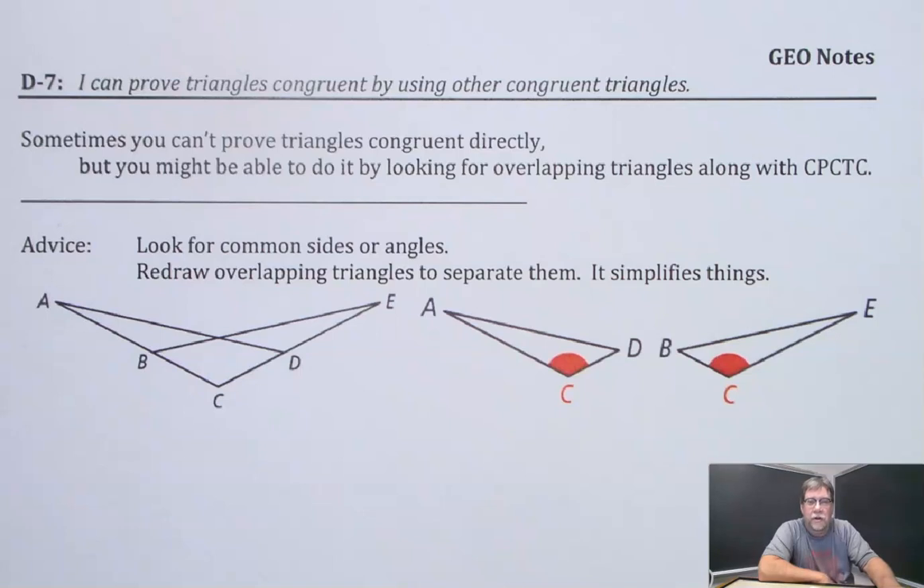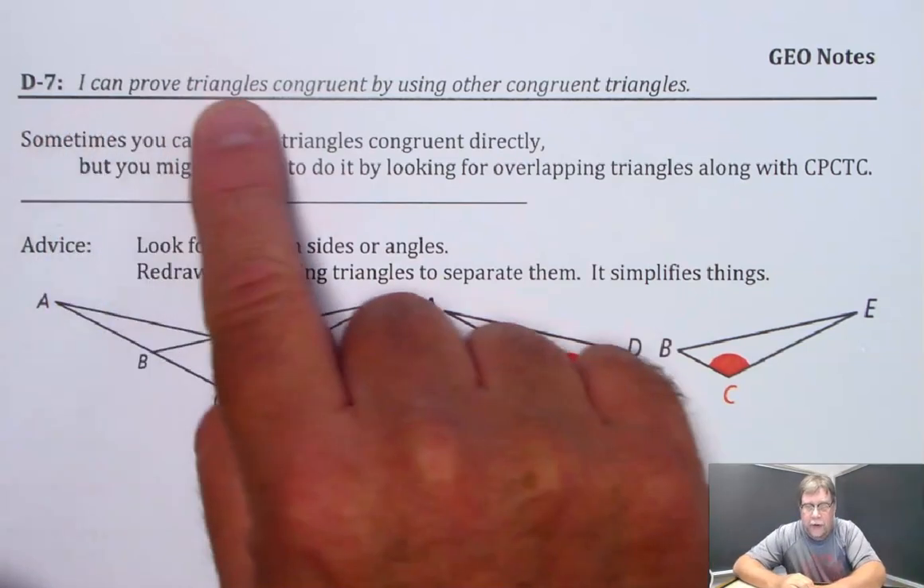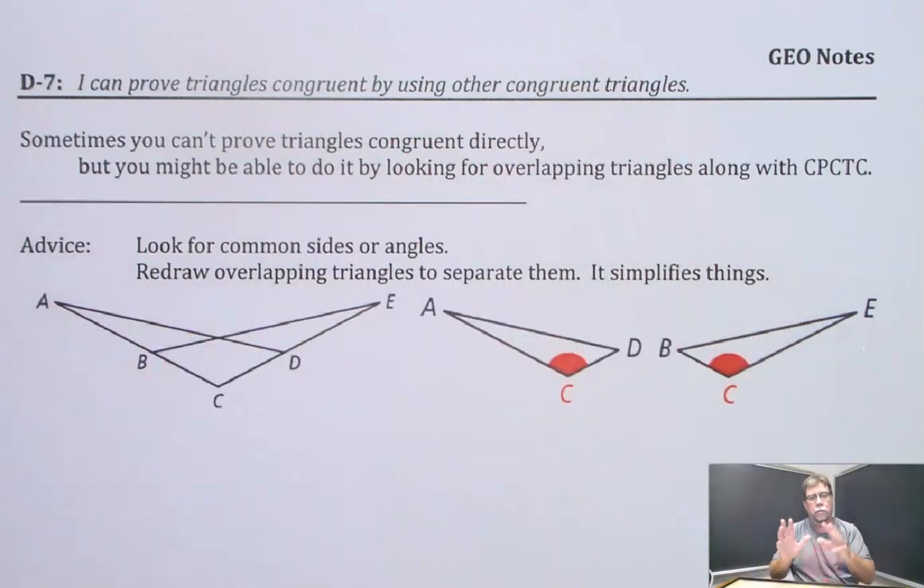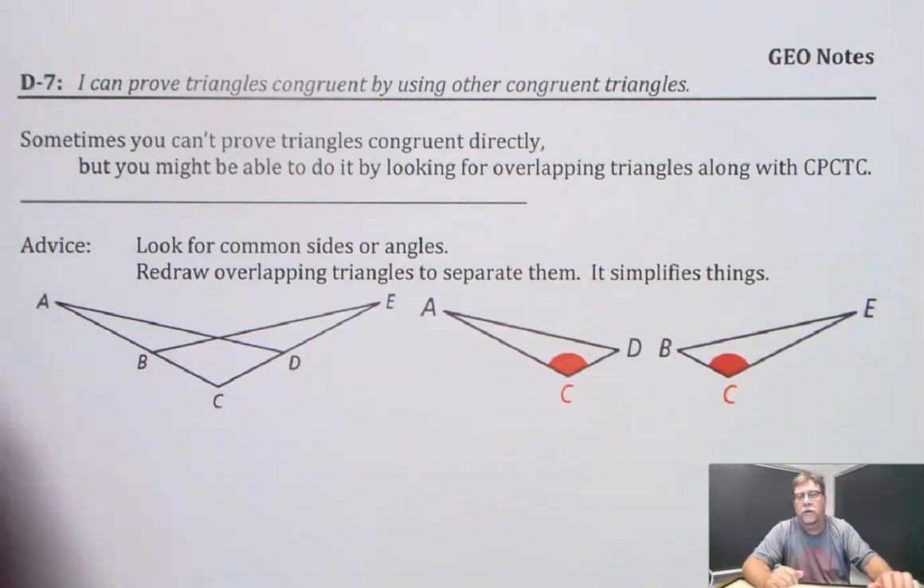This is the last section of Unit D, where we're talking about triangle congruence, and we're going to look at what's called overlapping triangles. So I can prove triangles are congruent by using other congruent triangles. These proofs get a little more complicated, a little longer. We'll try not to get you too worried about it, but you might have to do a little extra thinking.